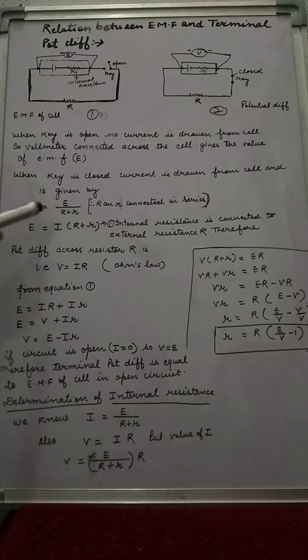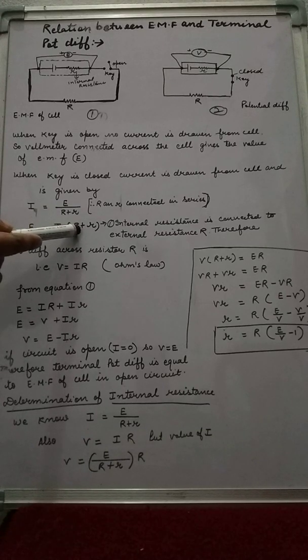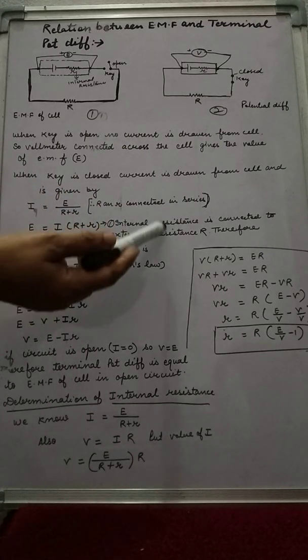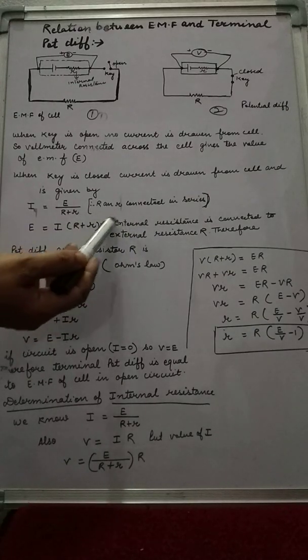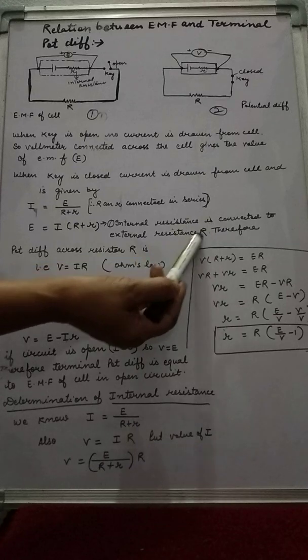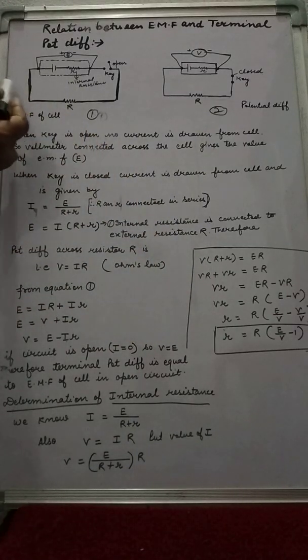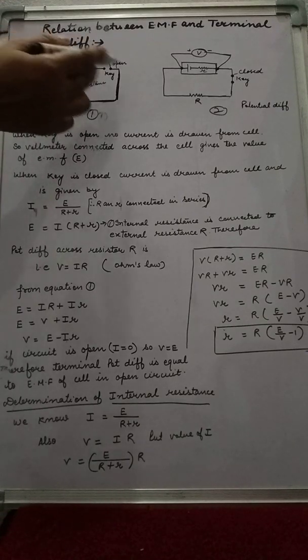Now here I is equal to E upon R plus r. So from here, E is equal to I into R plus small r, meaning the internal resistance connected to the external resistance. Therefore here the internal resistance is connected to the external resistance capital R, and I is the current flowing through this circuit, from positive to negative.